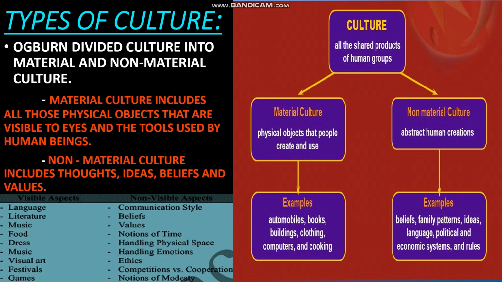So non-material culture includes thoughts, ideas, beliefs and values. So here you can see the visible aspects and non-visible aspects. The visible aspects are language, literature, music, food, dress, visual art, festivals and games. Whereas in the non-visible aspects: communication style, how we are communicating with one another, beliefs, values, notions of time, handling physical space, handling emotions, ethics, competition versus cooperation, notions of modesty. These are non-visible. So these are the two types of culture.